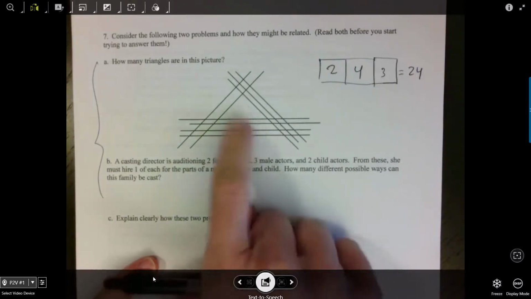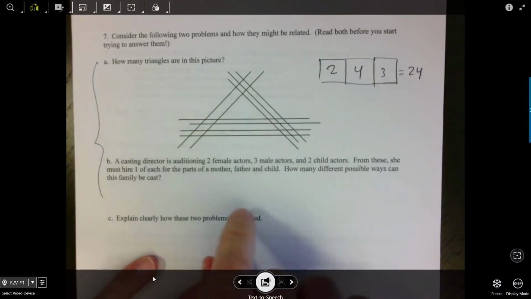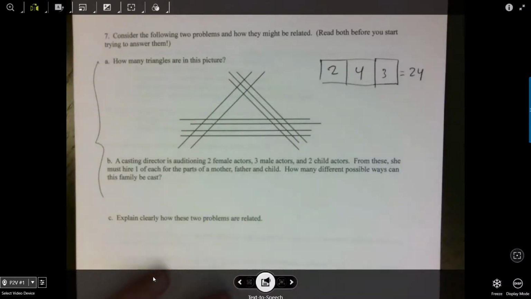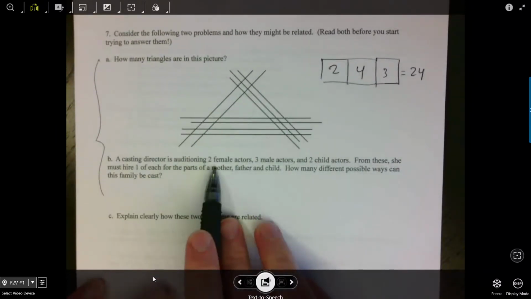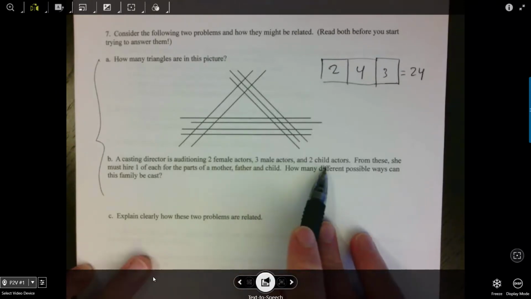And that's nice, because now I don't have to count each one up separately. See, I told you the subject was about counting. Okay, so let's do this one. So I'm choosing 2 female actors, 3 male, and 2 child actors.